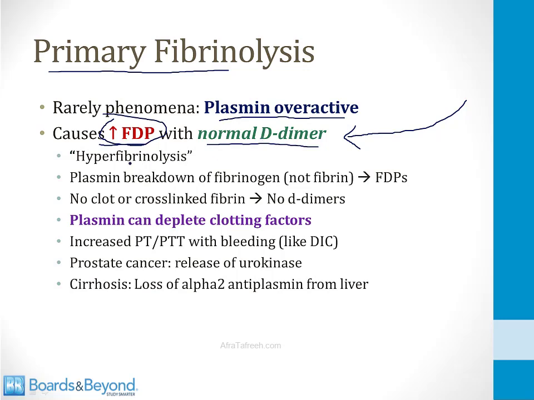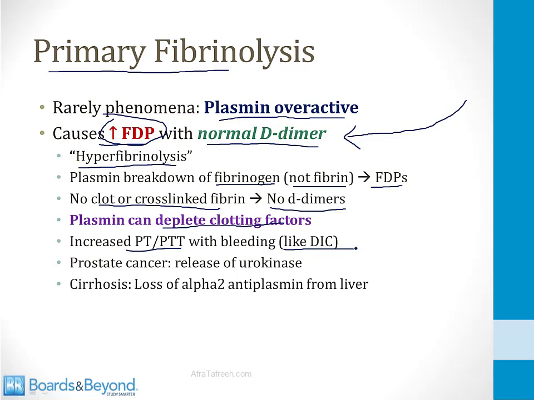These conditions are sometimes called hyperfibrinolysis. Plasmin is breaking down fibrinogen, but not fibrin, to form FDPs. There is no clot or cross-linked fibrin present, so no D dimers are produced. Plasmin, in addition to breaking down fibrinogen, can break down other clotting factors as well. So in these disorders, plasmin can deplete the other clotting factors, and you can see increased PTT and PT with bleeding, much like in the setting of disseminated intravascular coagulation.